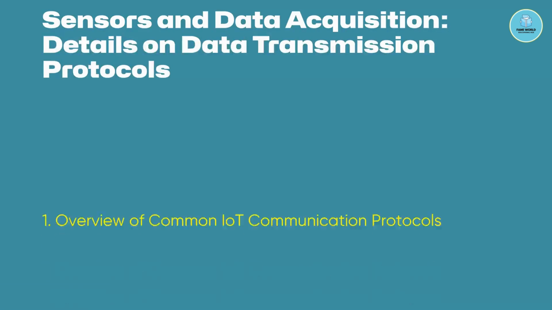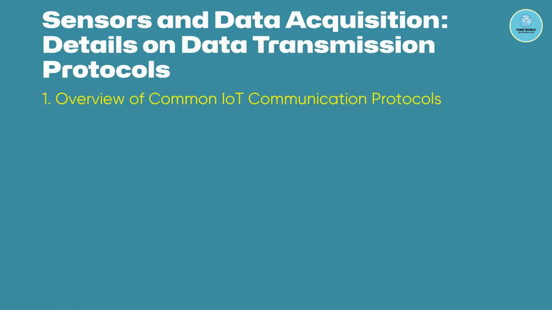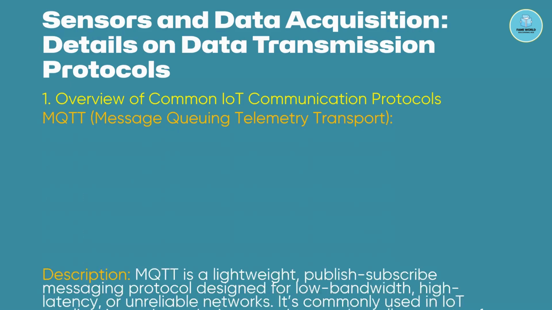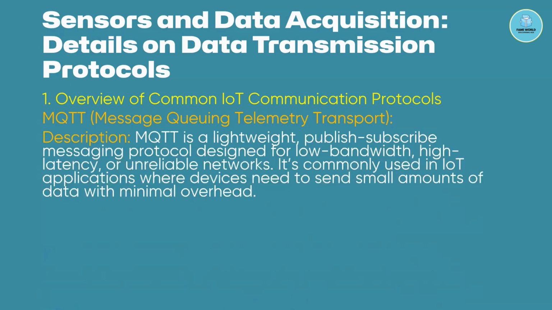So simply we shall talk about it in the context of the Internet of Things, that is the IoT itself. When we were discussing the concepts related to the IoT, we talked about the sensors and the data acquisitions. So the details of the data transmission protocols we are going to talk about, and the common IoT communication protocols. First one is MQTT, that is the Message Queuing Telemetry Transport. I have talked about this previously also, but today we shall talk about it in a very detailed manner, and we will be using it in our project also.